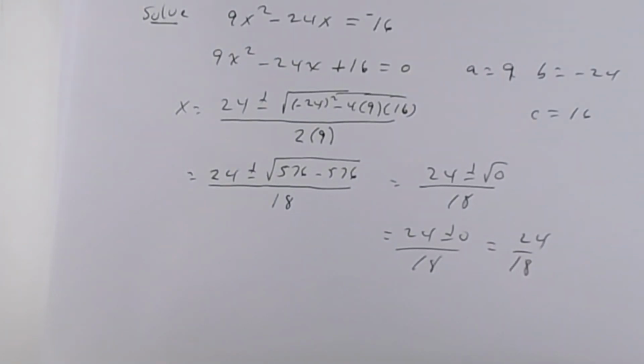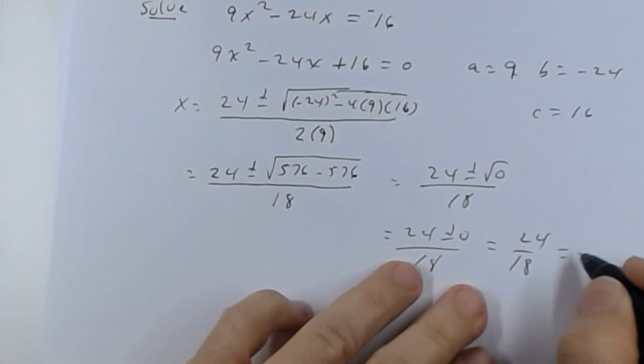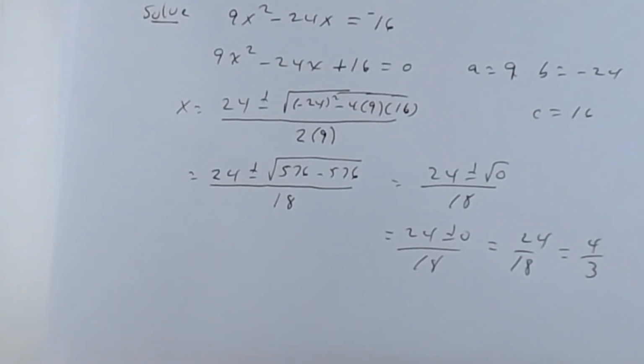So I don't have that plus or minus like I did in all the other problems, where I ended up with how many solutions? 2. Here you end up with how many solutions? 1. 1 distinct solution. I reduce it though. 24/18 would be 4/3. That would be your solution. So 1 rational solution. You know it's not going to be irrational because the square root no longer exists.